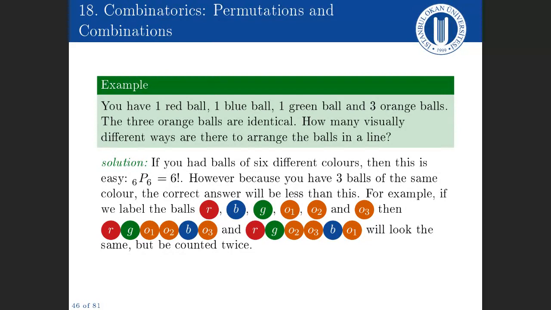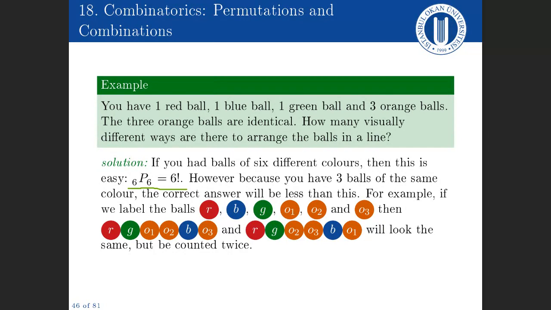Now, the first thing to note is if we had 6 different colors, then this would be a very easy question. There's 6P6 different ways to arrange 6 different balls in a line. But this time we've got 3 balls of the same color. So the correct answer is going to be smaller than this.